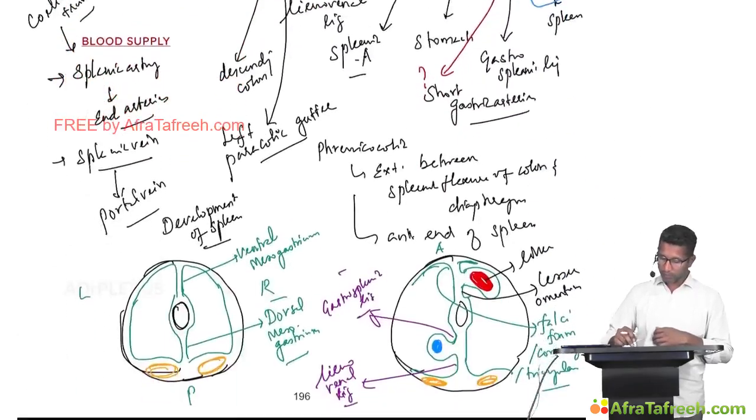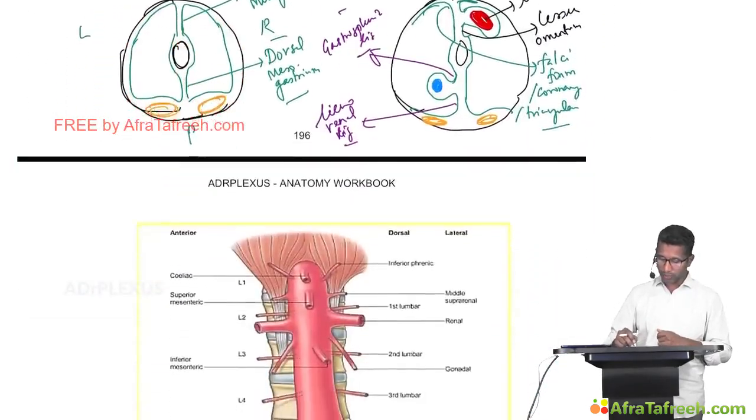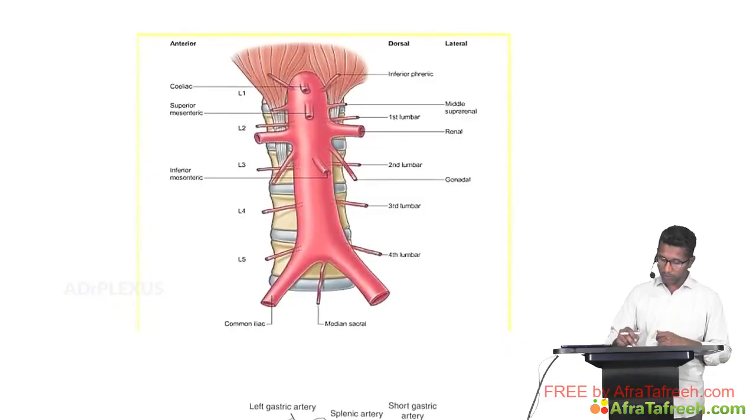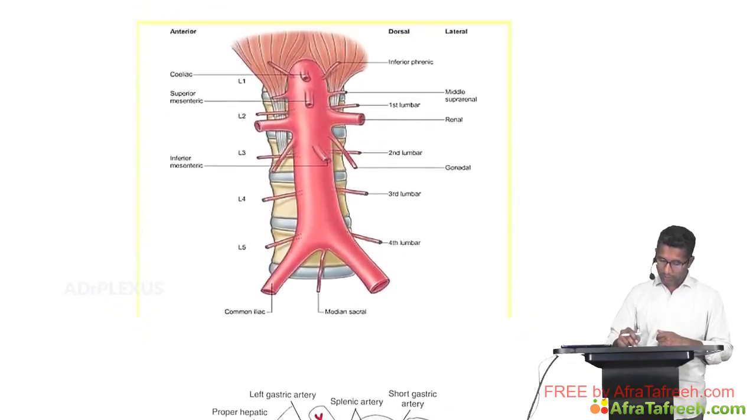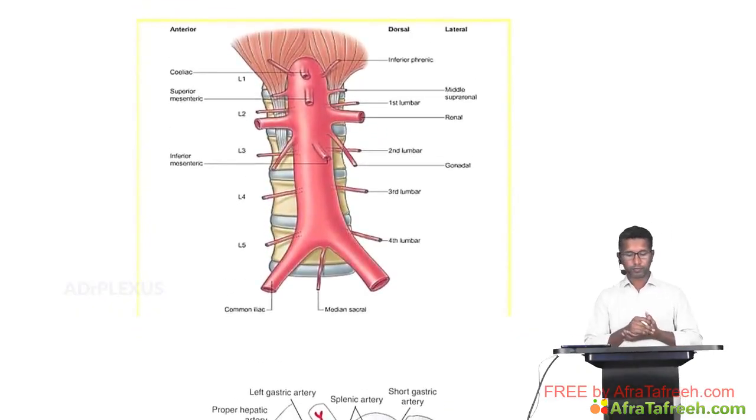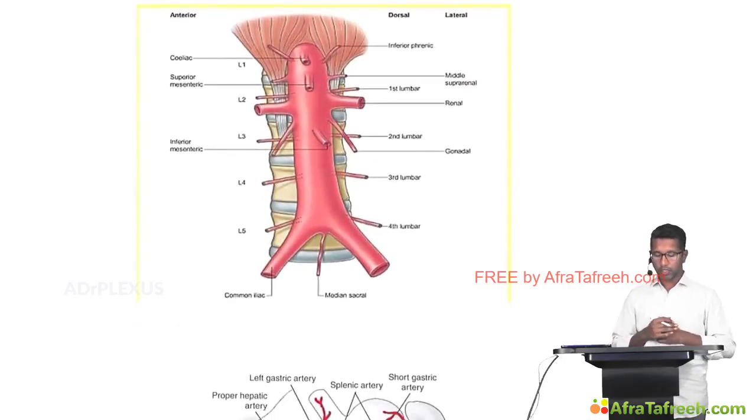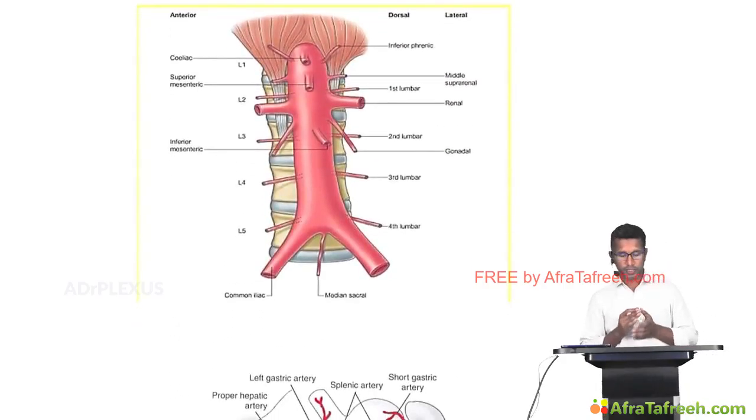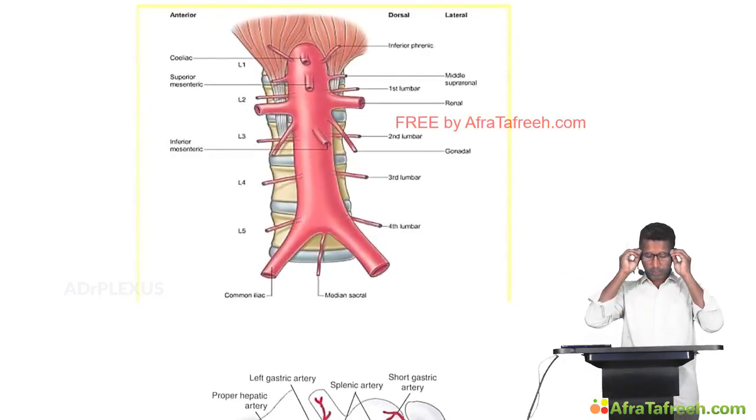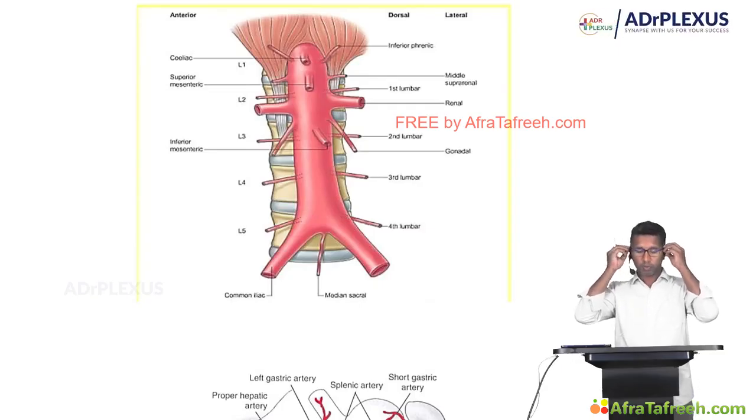So with this background, we'll slowly move to the next topic in the workbook. Yes, they were discussing the stomach and its blood supply, I think. Yes, the stomach and the blood supply, we'll just start that. Before going into that, we'll just see what is given in this diagram. This diagram shows the important structures of the posterior abdominal wall.